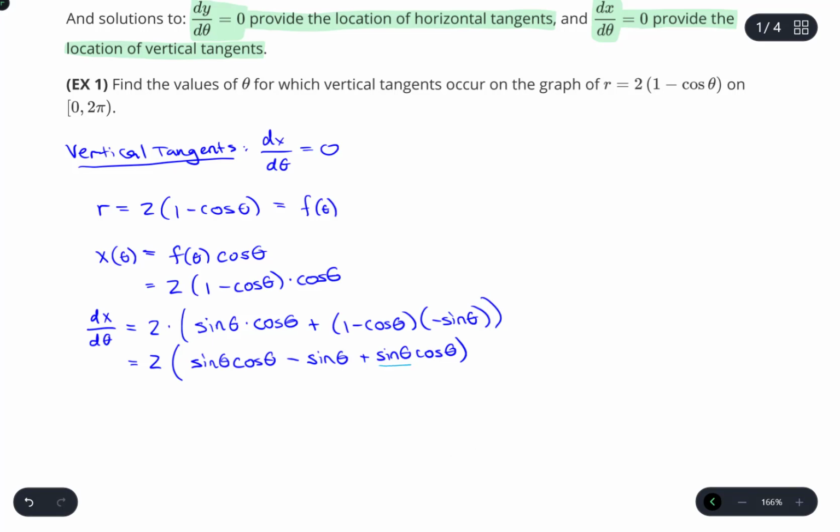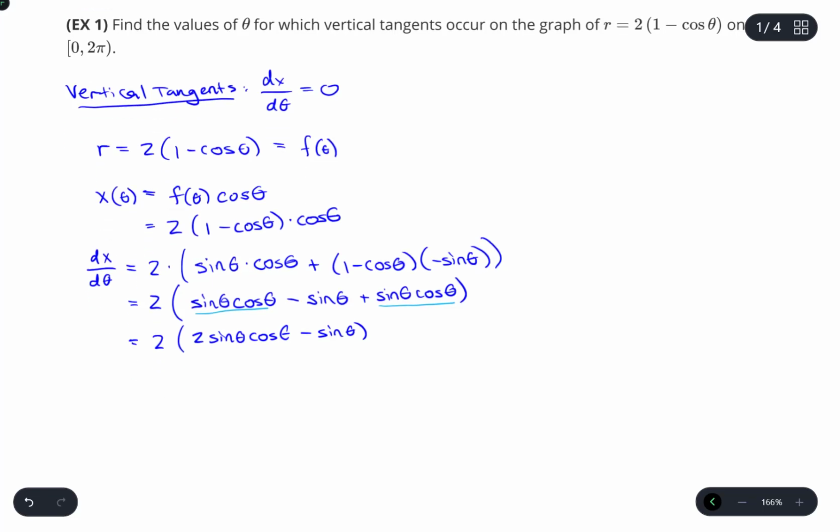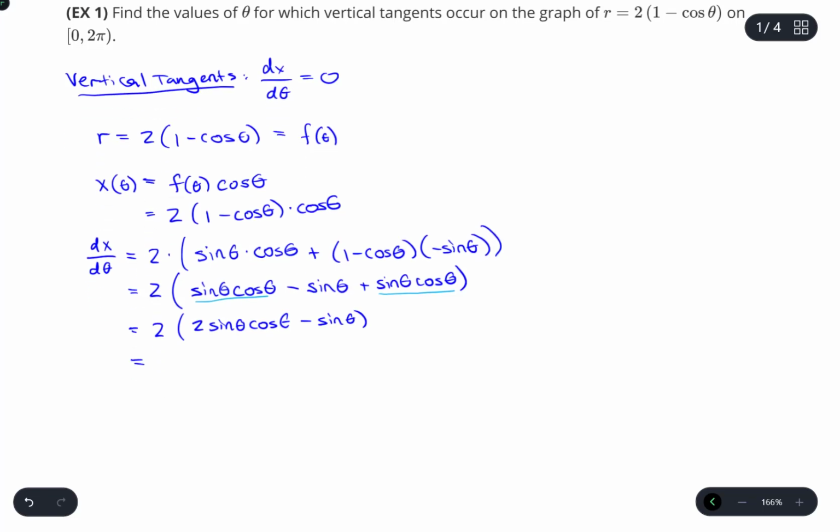Then these two terms match, so I could combine those into a single term and write it as 2 times 2 sine theta cosine theta minus sine theta. And from the remaining two terms, there's a matching factor of sine theta that could be factored out. So I have 2 sine theta times 2 cosine theta minus 1.